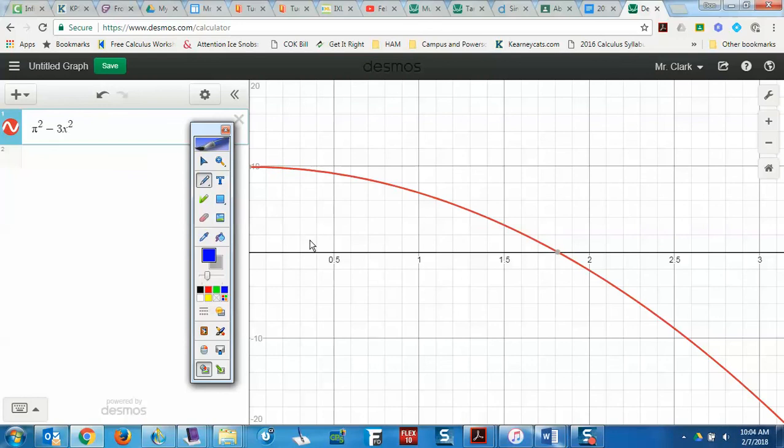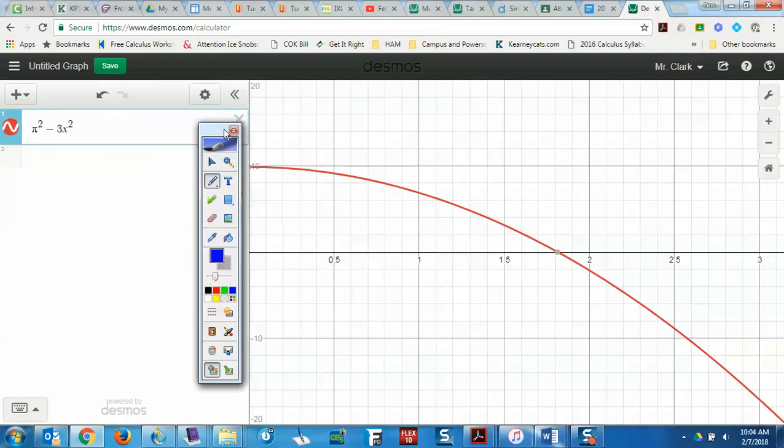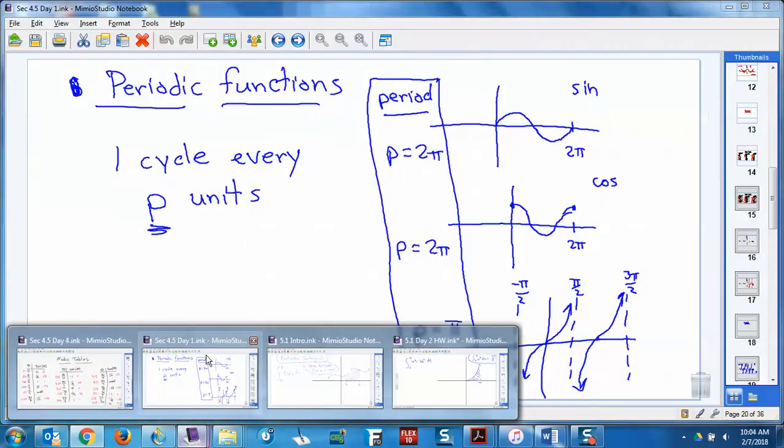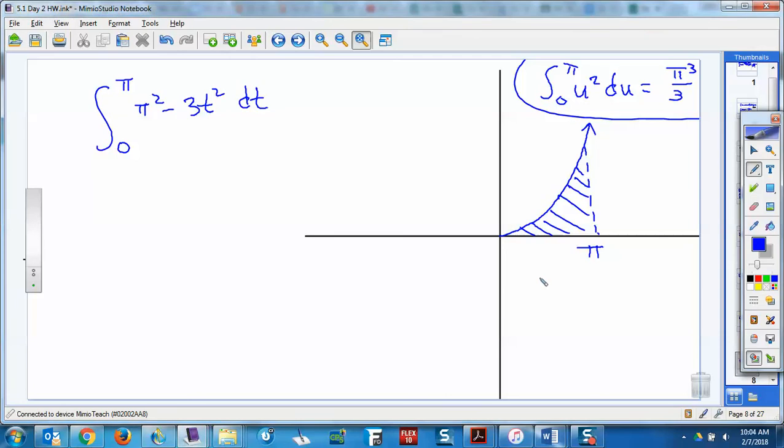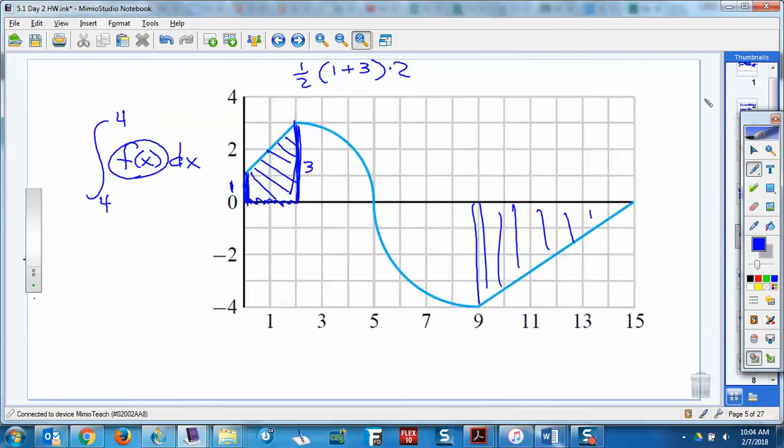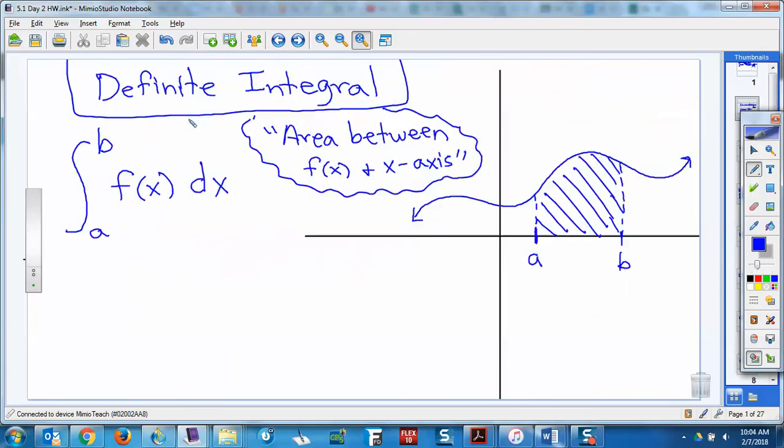But that's what we're finding in this problem, that area. But we don't know that. It looked like it was maybe close to canceling out, but we don't know how to find out for sure. It's one of the things we're going to be working on. But for right now, since they told us this, we can use the rules that we've learned, which are these right here.